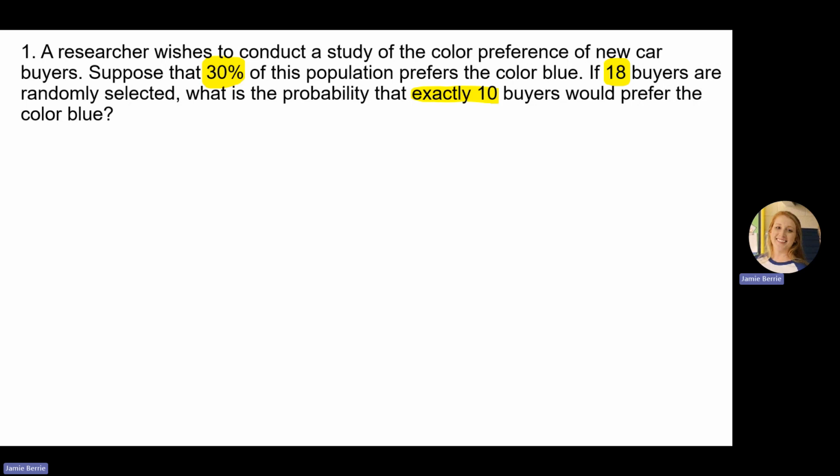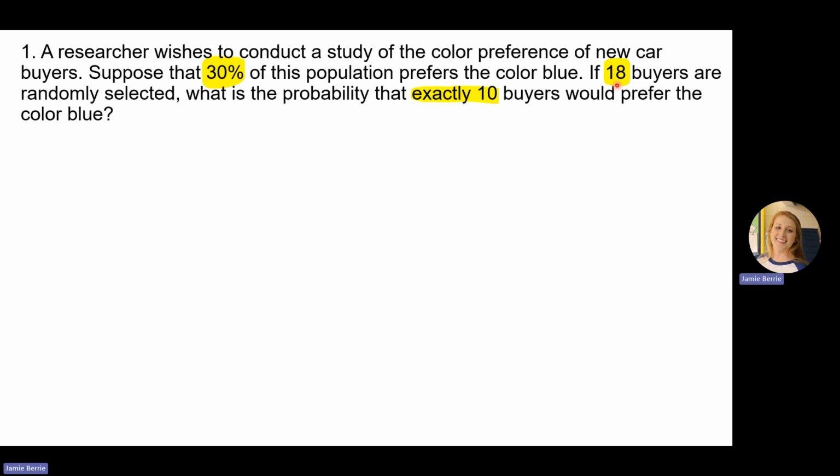All right, or is this just a general discrete probability distribution, I should say. So let's talk about how I could look at this and immediately tell that it's a binomial. Remember, binomial is a fixed number of trials. I'm only looking at 18 new car buyers. That's my number of trials. I'm going to ask 18 people what their preference is.